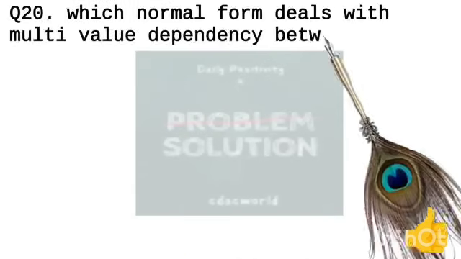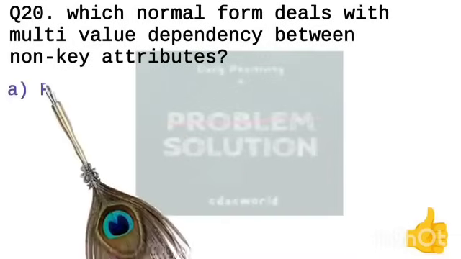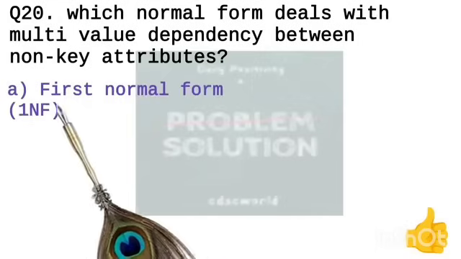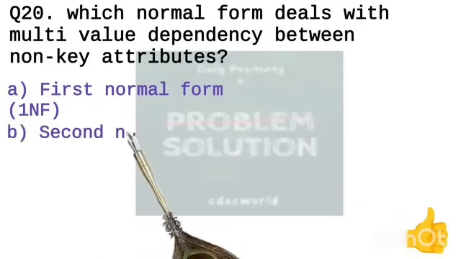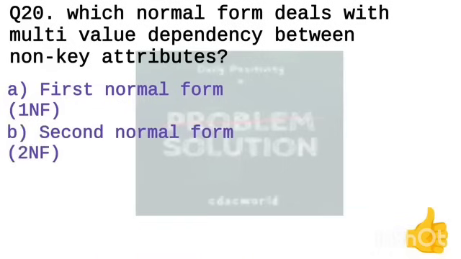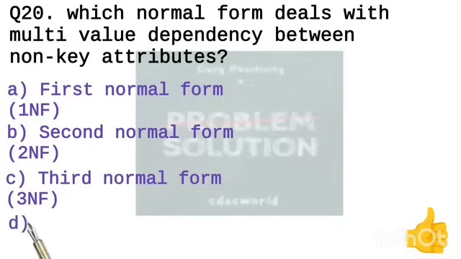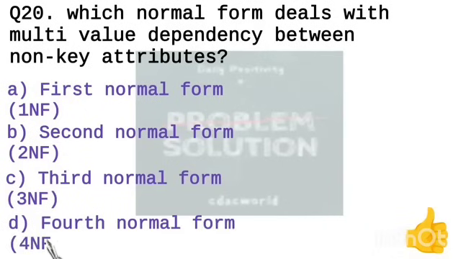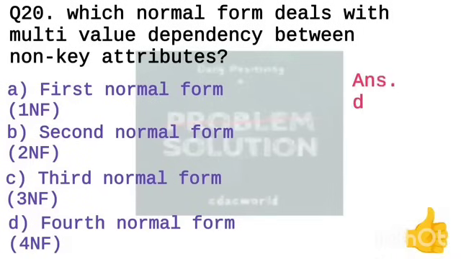Query number 20. Which normal form deals with multi-value dependencies between non-key attributes? Option A, first normal form. Option B, second normal form. Option C, third normal form. And option D, fourth normal form. And the answer is D, fourth normal form.